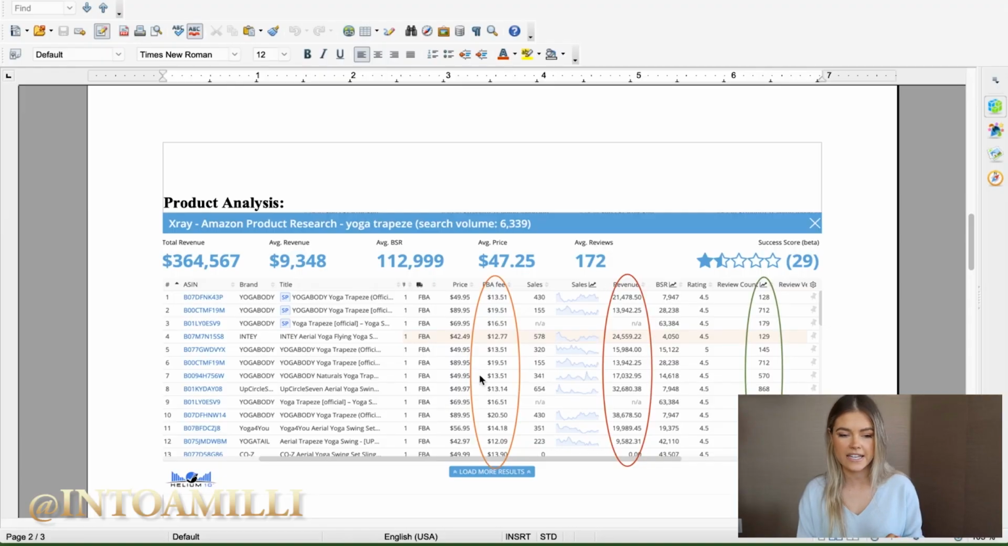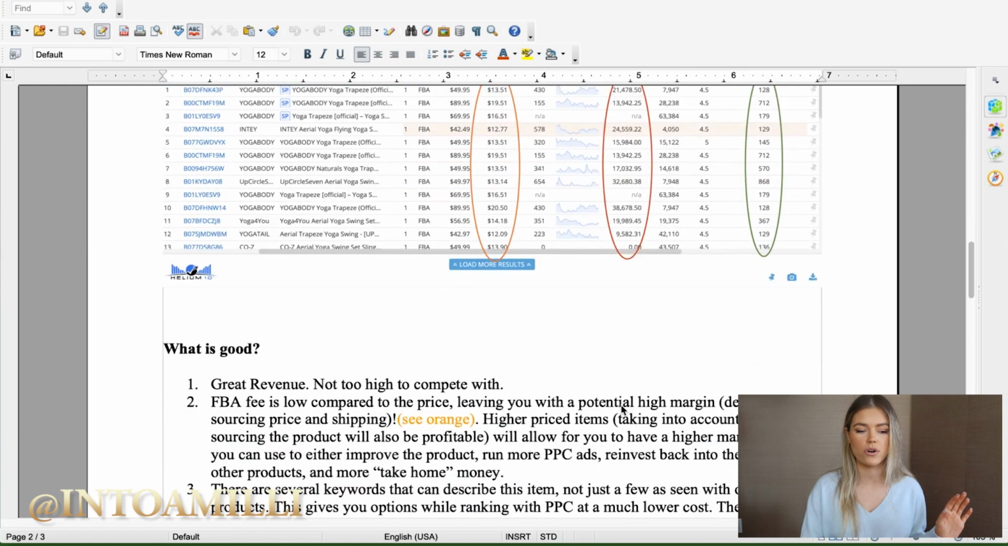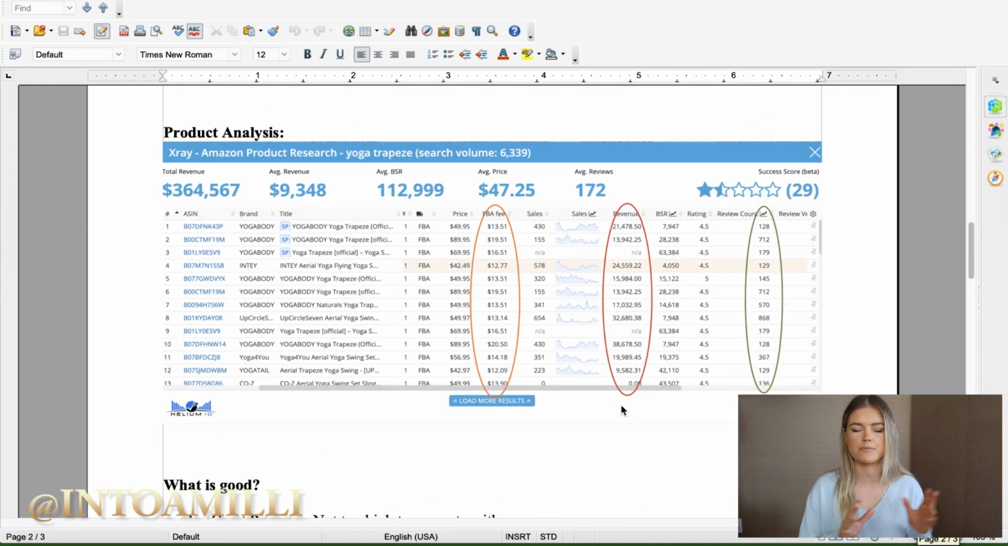So here is the analysis, right? So what are we looking at? There's a lot to consider. The first positive thing I want to say about this is pay attention to the revenue. And by the way, I wrote it all out here, okay? I'm just gonna verbalize it to you so you don't start reading.